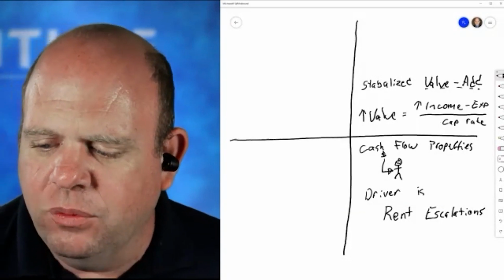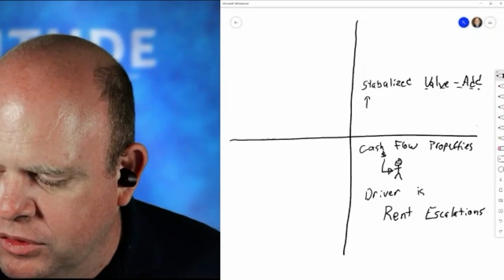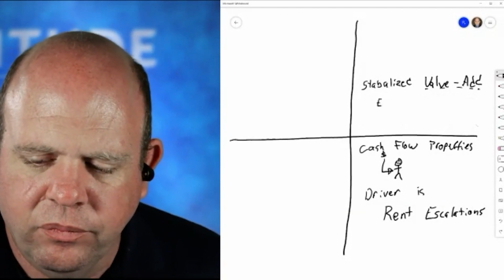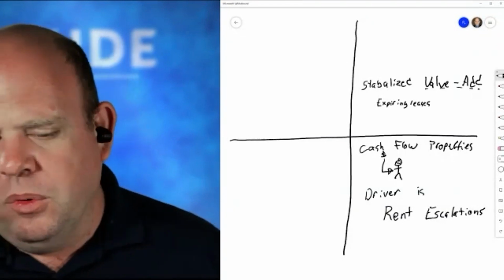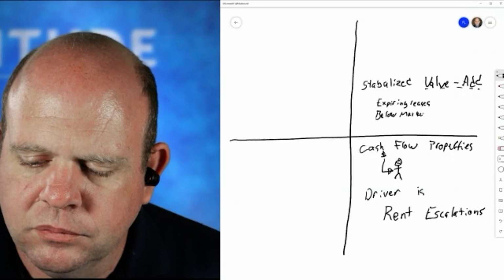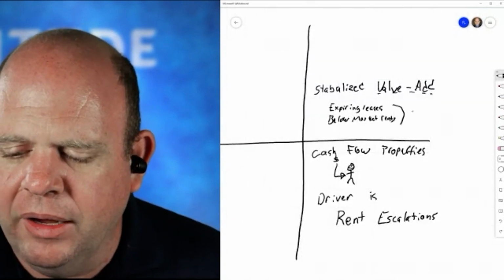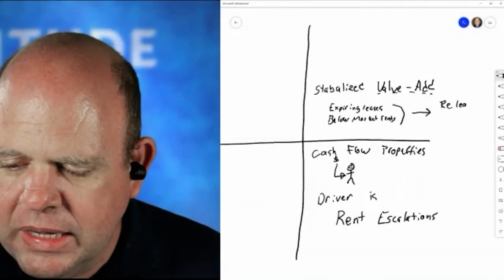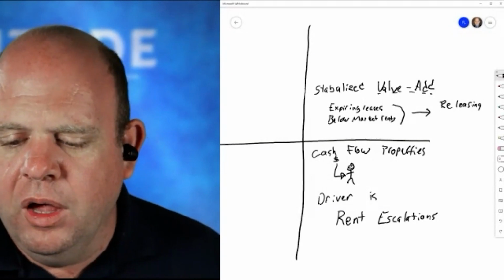So where does that change in income come from? It really comes down to a couple of different strategies that work. We're looking for expiring leases and below market rents, which tells us basically what our strategy is. We do that by releasing, either to existing tenants or to new tenants, which is one way to do it.